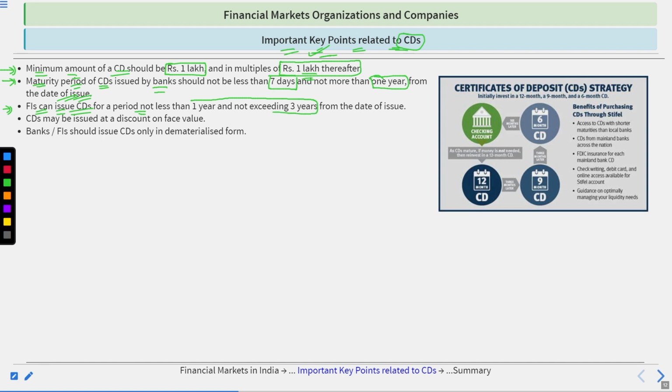The financial institutions could issue the certificates of deposit for a period not less than 1 year and not exceeding 3 years from the date of issue. This is for the financial institutions. For banks, it should not be less than 7 days and not more than 1 year.